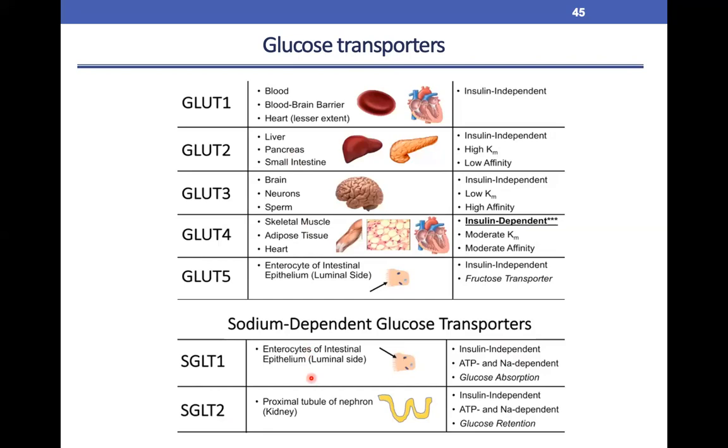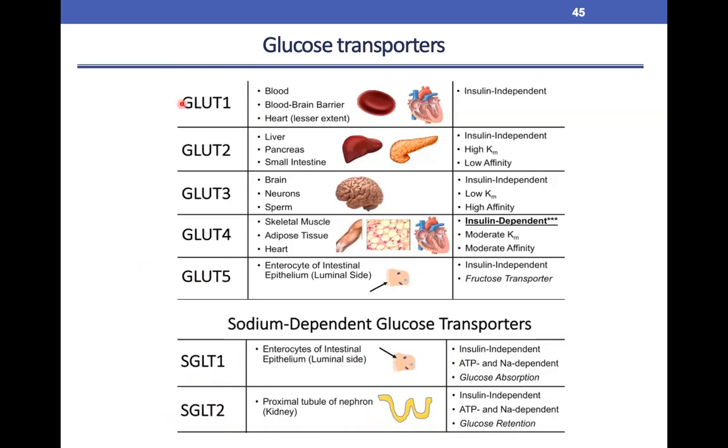And then the other thing is that they also want you to know about SGLT1 and SGLT2. These also absorb glucose. So these GLUT1 to GLUT5 are all passive transport of glucose, and then SGLT1 and SGLT2 are both active transport. And I think they want you to know that SGLT1 is responsible for glucose absorption. Anytime you hear absorption, immediately it's GI. And anytime you hear reabsorption, immediately kidneys. So SGLT1 is in the GI and it's an active transport of glucose, and SGLT2 is in the kidneys and it's also an active transport of glucose. But all of these ones at the top are passive.